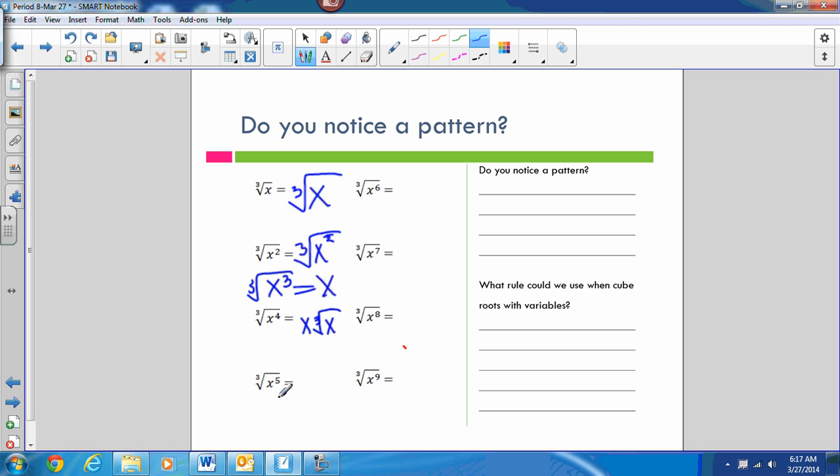Here we have cubed root of x to the fifth. So how many triplets? That's right, if I line these all up, there's 5. So I can take 3 out, and I'm left with 2 inside. So I'm left with x, cubed root of x squared.